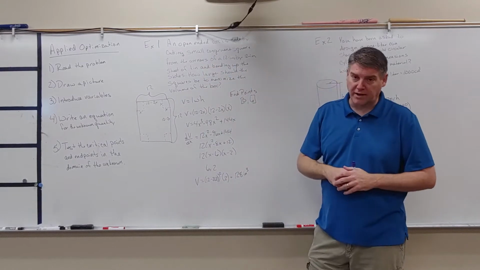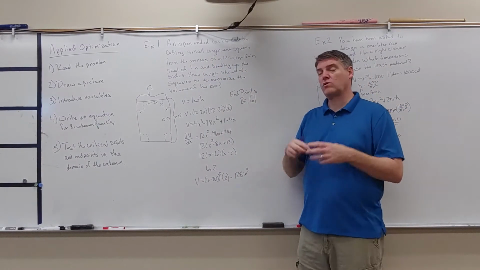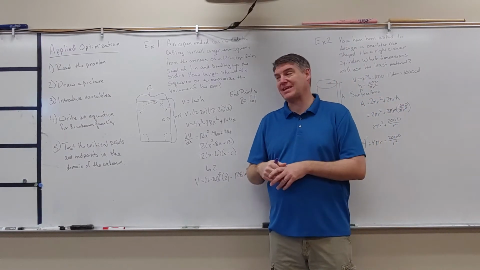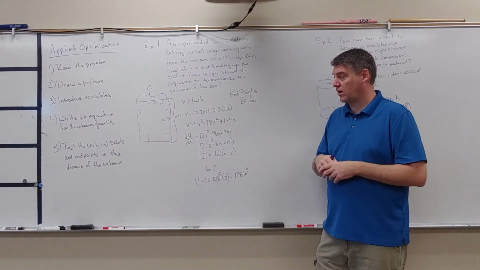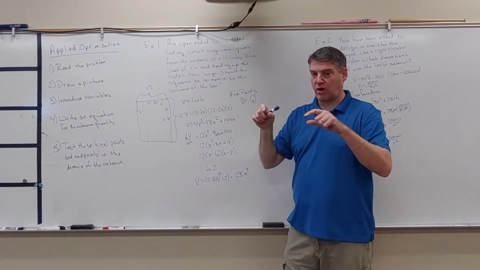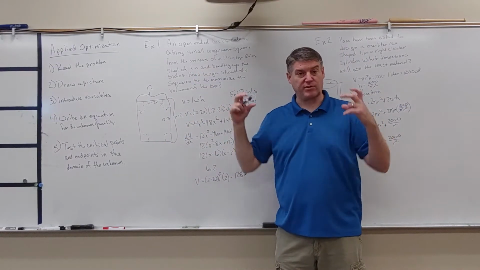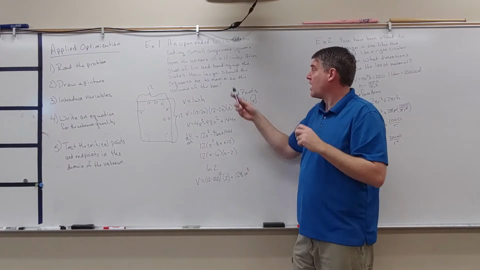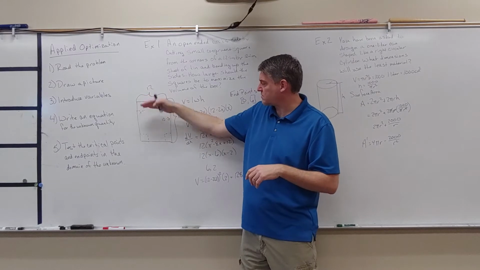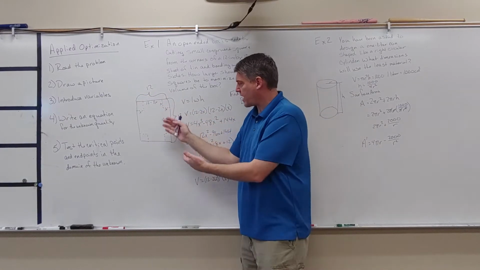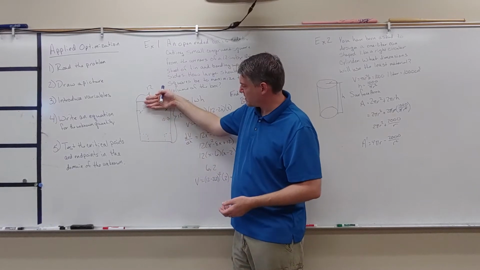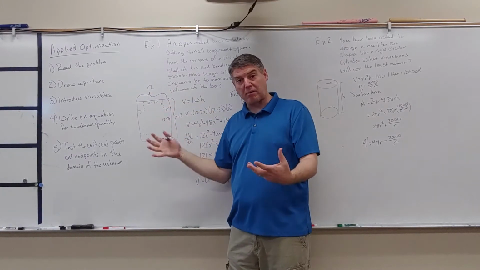So our example 1. We're creating an open-ended box by taking a 12 by 12 square sheet of tin and cutting small congruent squares out of the corners and bending the sides up. Here's my diagram. I'm going to cut out a square at each corner, and then take that flap and bend it up to create a box.